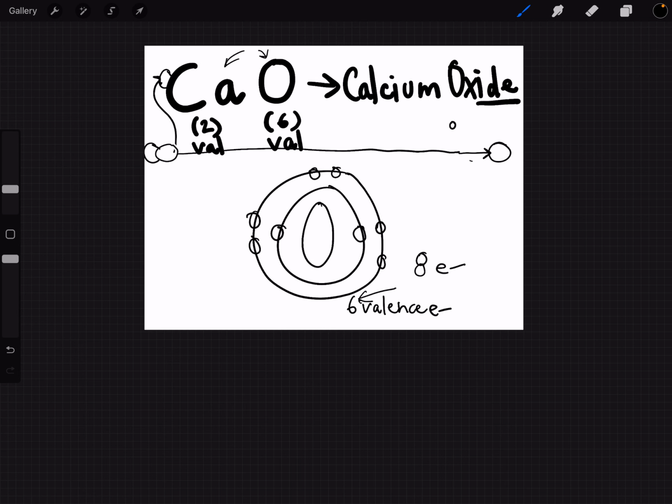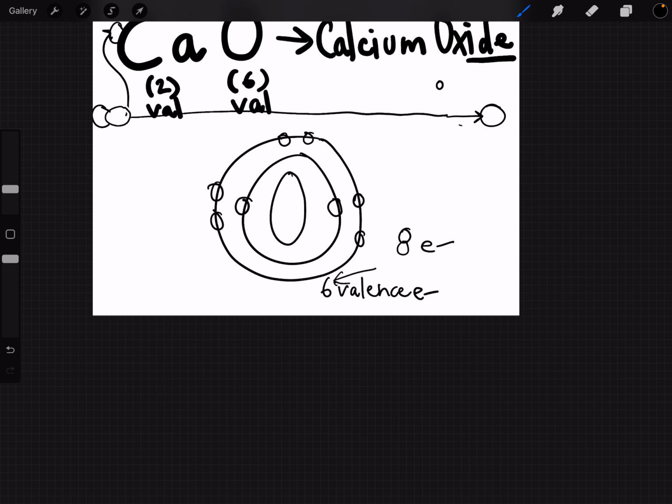So what would be easier for oxygen to do to get 8? It'd be easier for it to gain 2, since there's already 6. It'd be way easier to gain 2 instead of getting rid of 6. Since there's also 8 protons, and it'd be getting 2 more electrons, that means that now there will be 10 electrons, so now there's more negative than positive, so it would be a negative 2 charge.